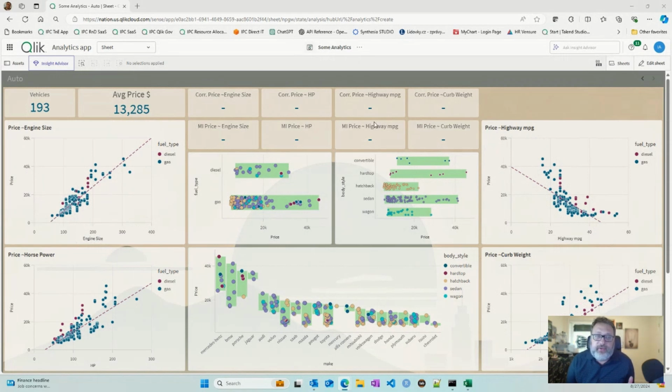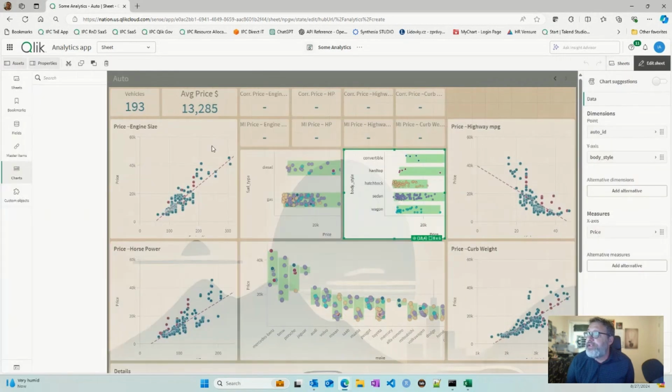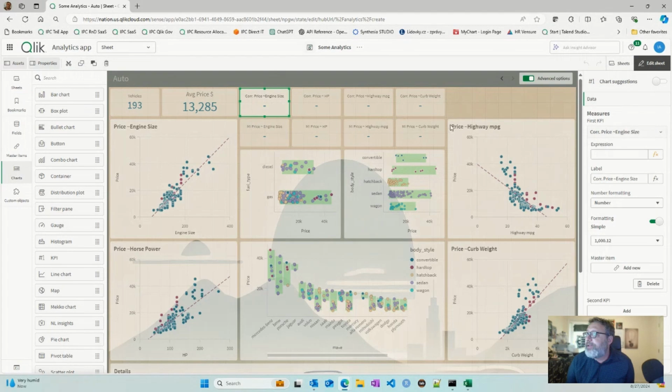So I had some KPIs ready to go, so we make this video not too long. Let's calculate some of these correlations. Let's start with the first one here, the correlation between engine size and price. So let me click edit sheet. Let me go to this KPI. I don't have an expression here.